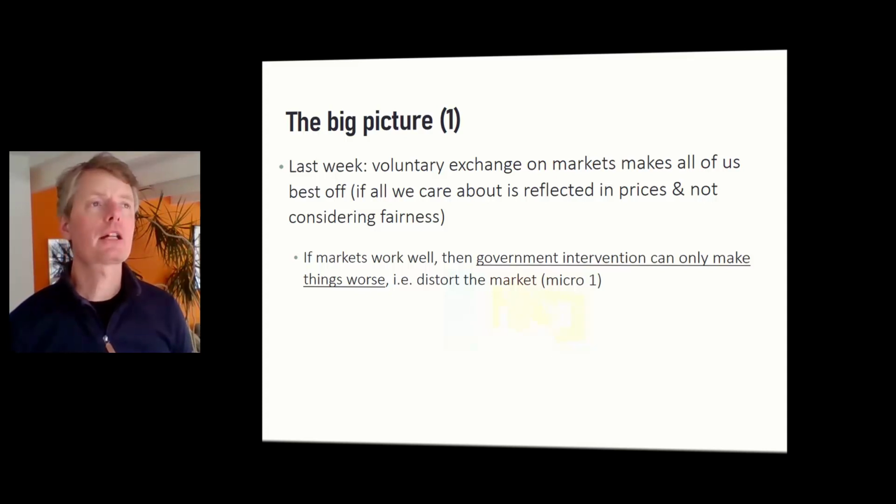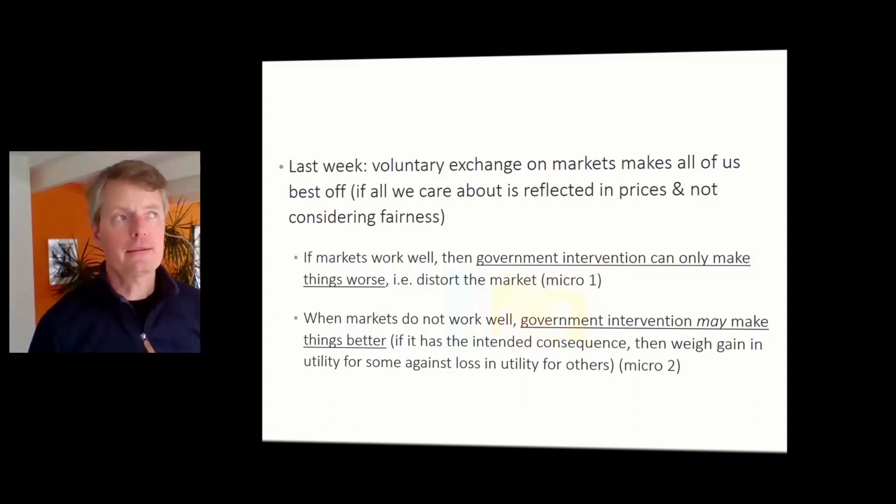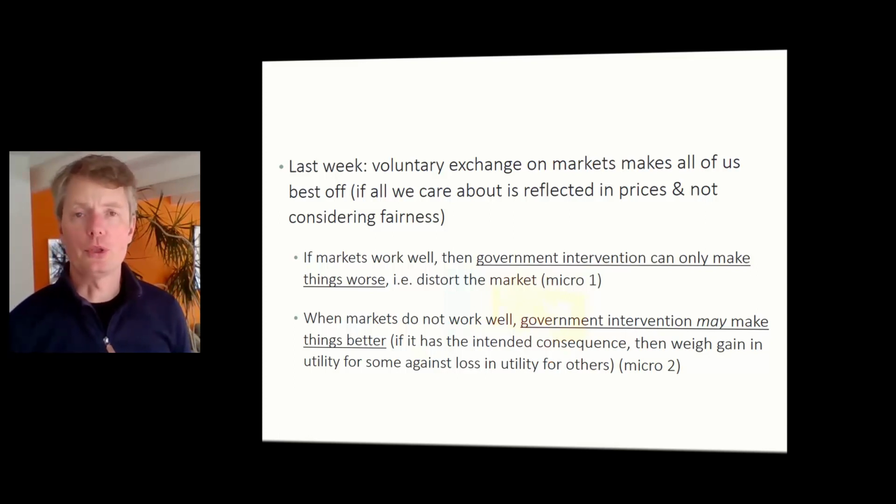Now in Micro 2 the world looks a little different. In Micro 2 it is possible that government intervention can lead to better outcomes, namely when there are sources of market failure, like this week's externality. And since government intervention is seldom a pure improvement, it implies that politicians have to weigh the gains for some parties against the loss of other parties.